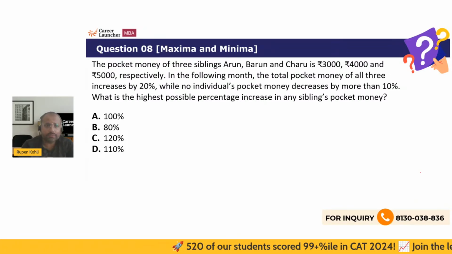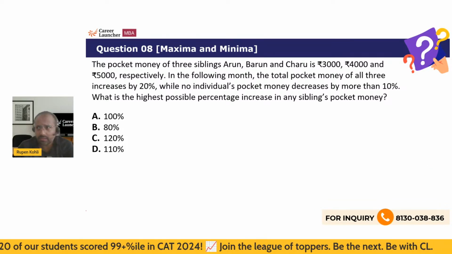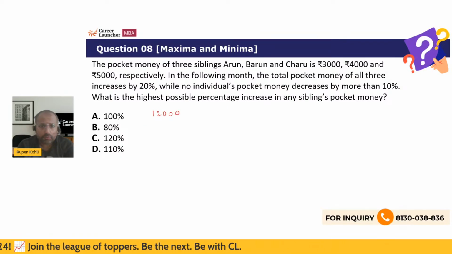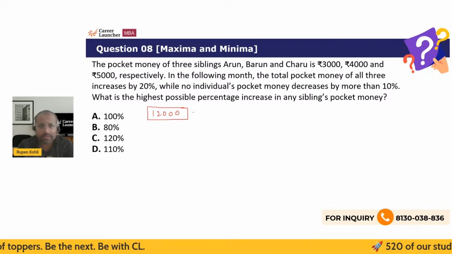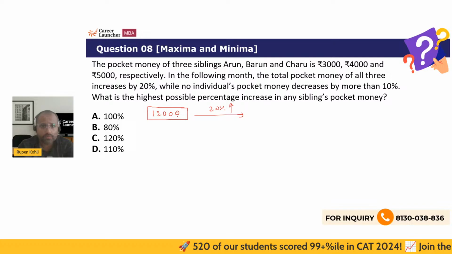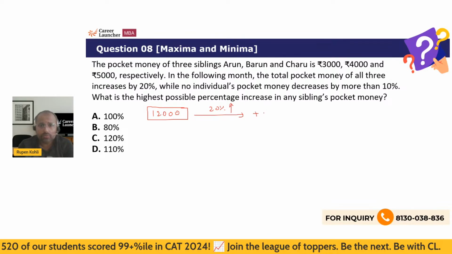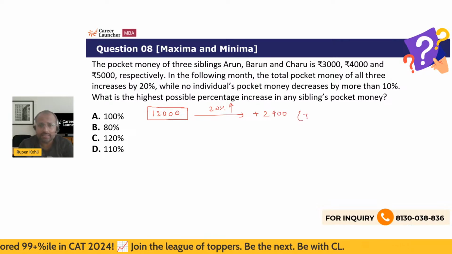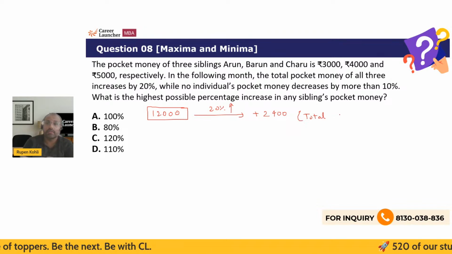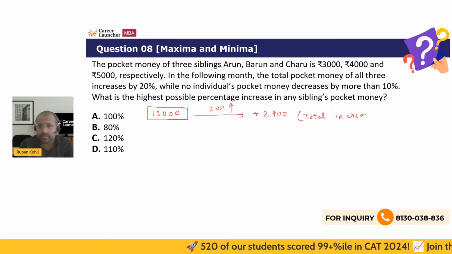3 and 4 is 7, and 5 is 12. 12,000 is their total pocket money that is increasing by 20%, right? 12,000 is the total pocket money, which increases by one fifth, 20%. One fifth of 12,000 is 2,400 bucks, right? So 2,400 is the total increase in the pocket money of all the three children, but we don't know respectively how much increase the three children receive, right?